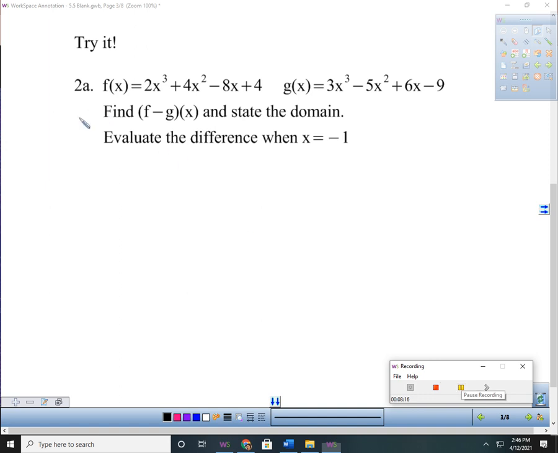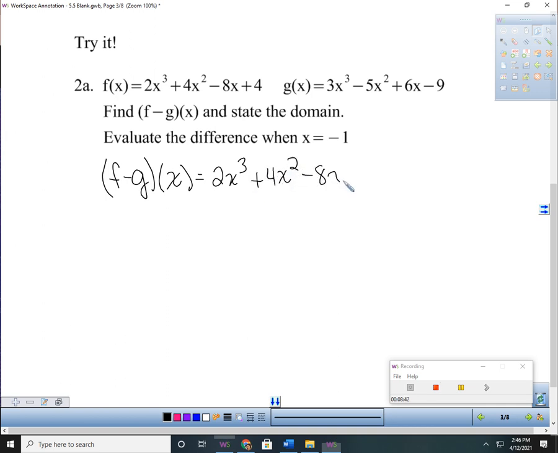All right, so on 2A, I'm going to go ahead and I'm not going to show the work for distributing the negative. I'm just going to do it. So f goes in front. And just so you know, sometimes they'll even say like f minus f or f divided by f or f times f. Then you would just do it twice, right? All right, 4x squared minus 8x plus 4.